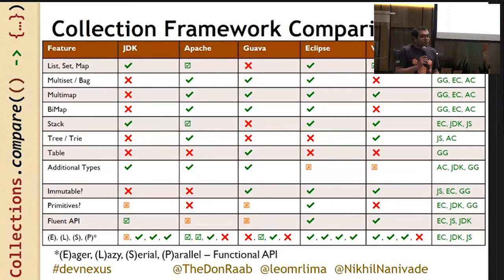So what does this whole table tell you? It depends on your use case what you want to use. For example, if you need a table, the only library which gives you a table is Guava. And interestingly, there's an open issue in Eclipse Collections, from a user I think a couple of weeks ago, last week, where they asked, can we have a table in Eclipse Collections? And we said we would love to have a table, feel free to contribute, right? And then they wanted to add primitive tables.